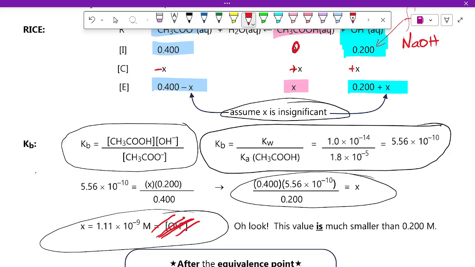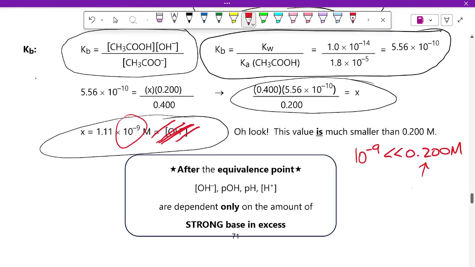But x is this amount here. We already assumed it was insignificant. Is it insignificant? Yes, it is, because 10 to the negative 9 is much, much smaller than 0.200 molar. And remember, this came from the extra. But we don't have to do this. So you don't need to do any of this, right? I'm just proving that you don't need to do any of it. All you need to do is say, how much OH did I get from the extra NaOH? And I can just ignore the weak base.